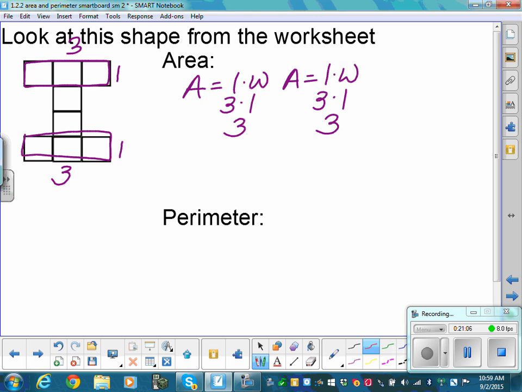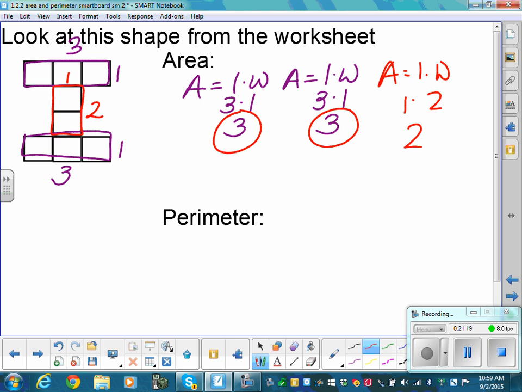I'm going to quickly find the area of this. What are my dimensions? 2 and a 1. So the area of the red piece, length times width, is 1 times 2, which is 2. So let's add those up. 3 plus 3 is 6, 7, 8. Now you could check it using the preschool way. 1, 2, 3, 4, 5, 6, 7, 8. And we got 8 squares.